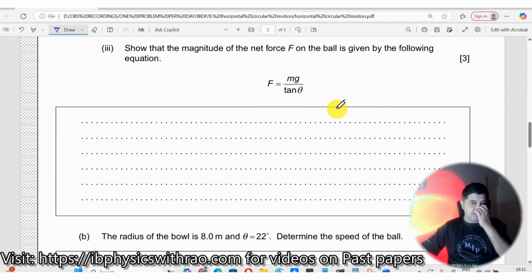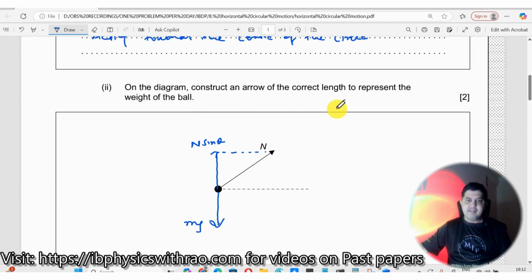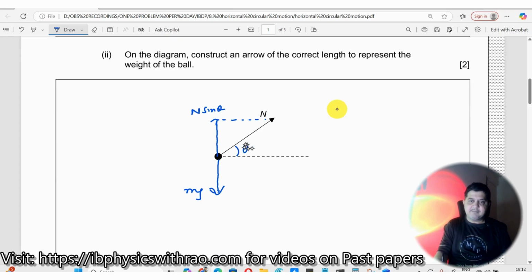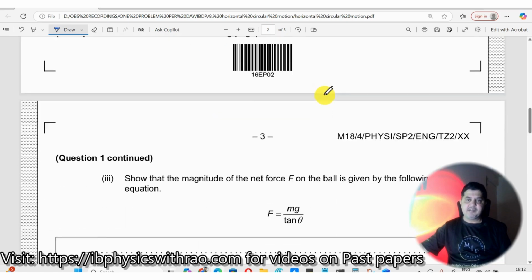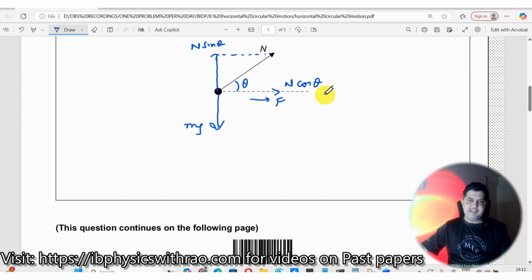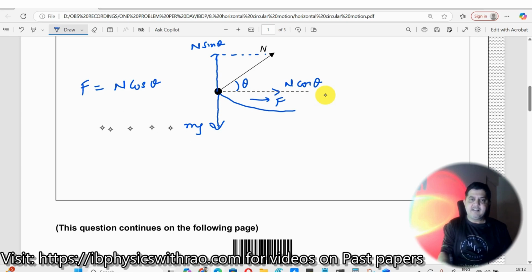Now, how do we show this one? What we do is, now we have this as your angle theta. This would be your N cos theta, right? And this is the net force acting over. Let us write down the force equations. I can now write F is equal to N cos theta, because F is the net force causing the circular motion. And then mg is equal to N sin theta.